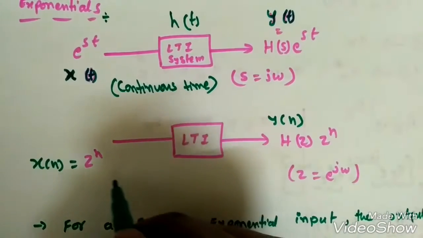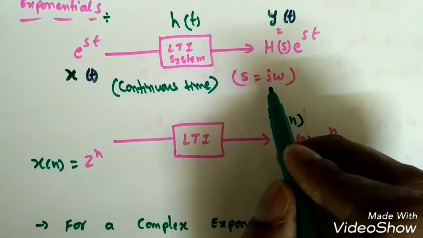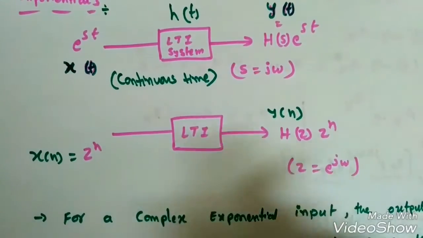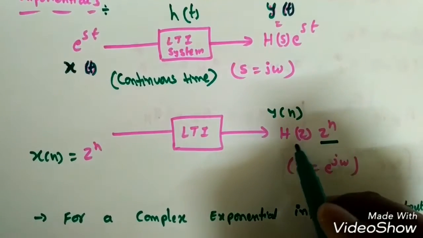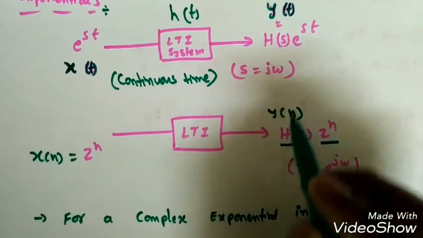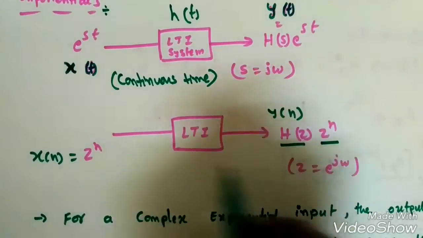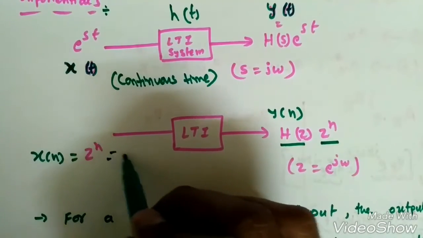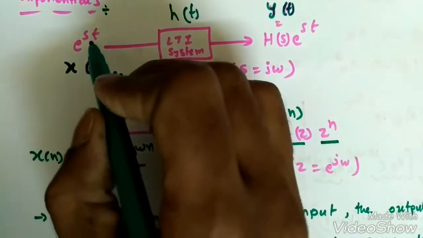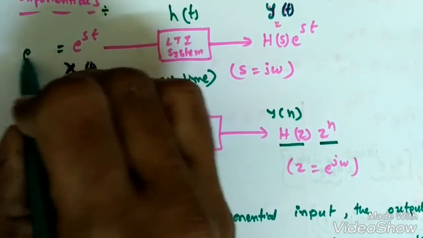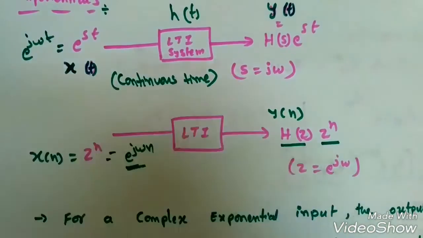Now for discrete time, this exponential will be represented by z power n. Here s is equal to j omega, a complex number. Similarly, x of n is equal to z power n, for an LTI system again. So we get the same exponential with some amplitude change, that is H of z. If we substitute z equal to e power j omega, it will become simply e power j omega n. This we know is a complex exponential. Similarly, if s is equal to j omega, this will become e power j omega t, the same complex exponential signal.